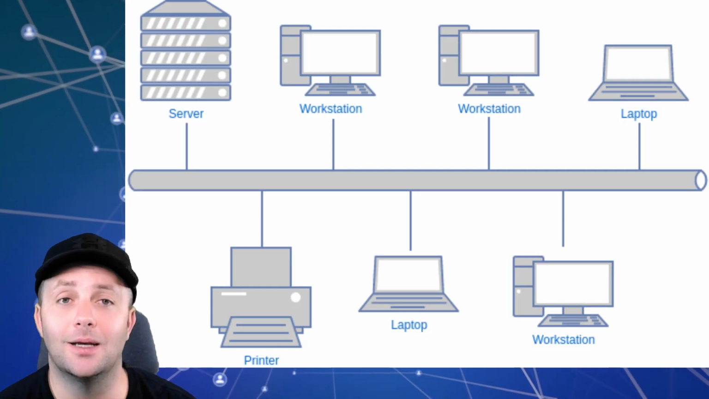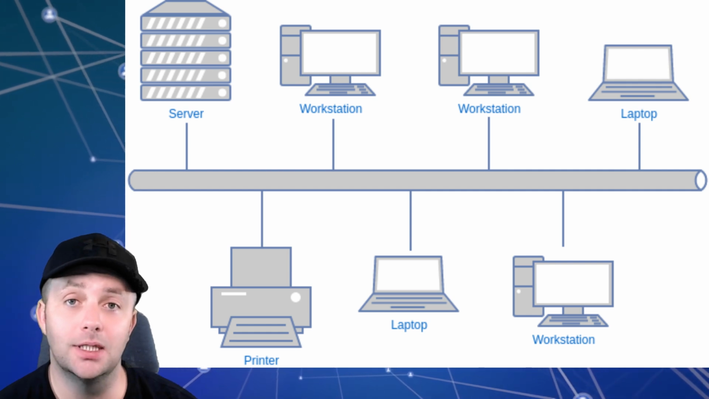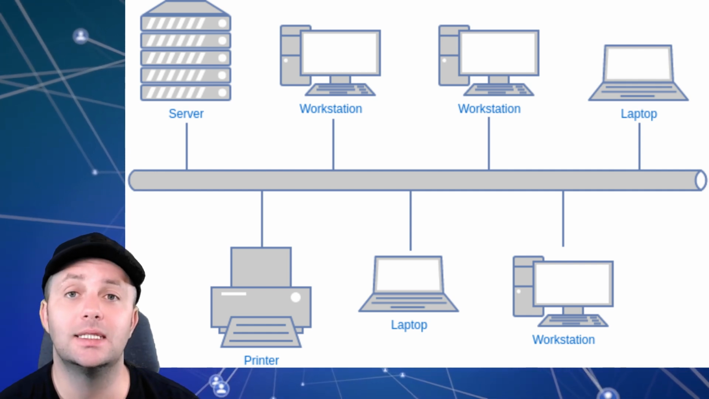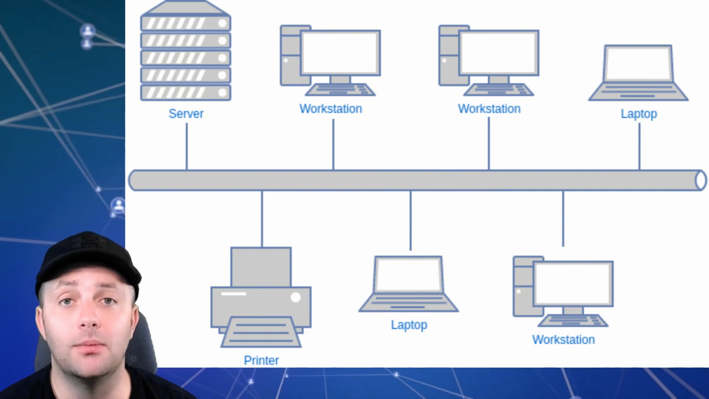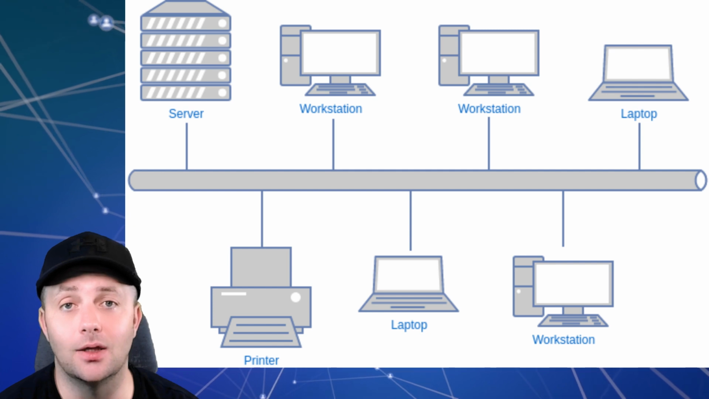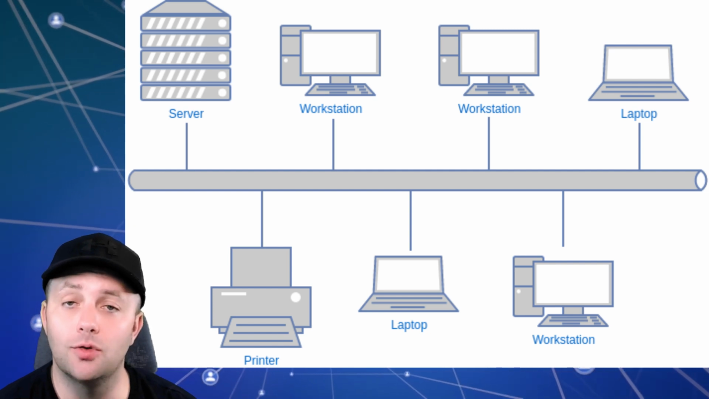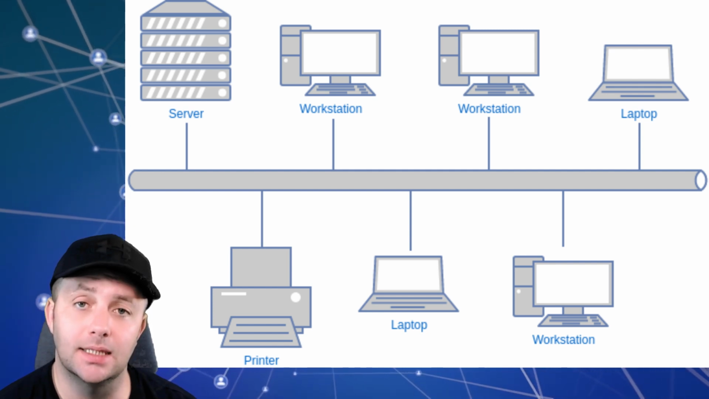Let's start with one of the simplest topologies, the bus topology. In a bus topology, all devices are connected to a single central cable called the bus. When one device wants to communicate with another, it sends data along the bus, and the data travels to all devices until it reaches the destination.